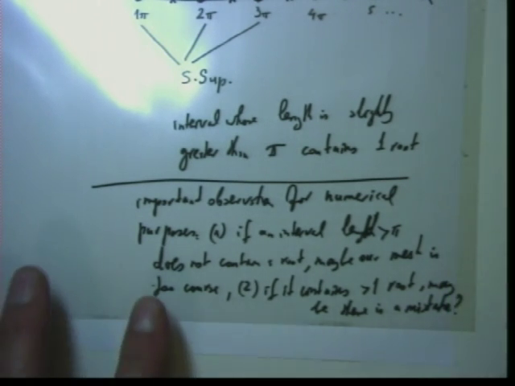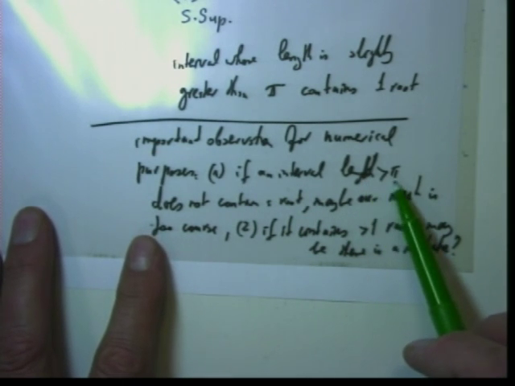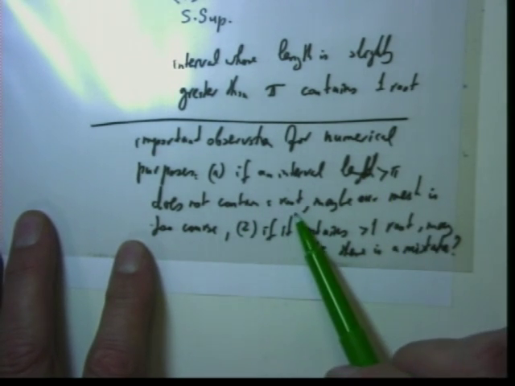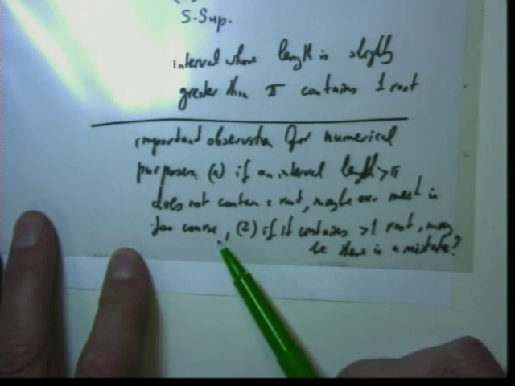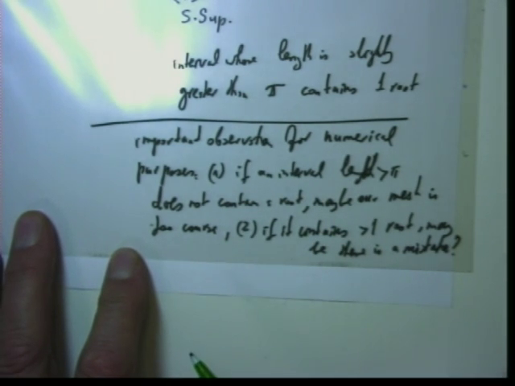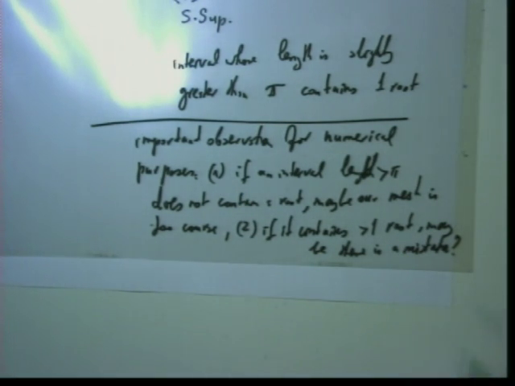Any questions? So now, if an interval length greater than pi does not contain a root, maybe our mesh is too coarse. And if it contains maybe more than one root, maybe our calculations are mistaken. Maybe. We have to check this. Mesh means we did not do a fine search, and we could have missed things.